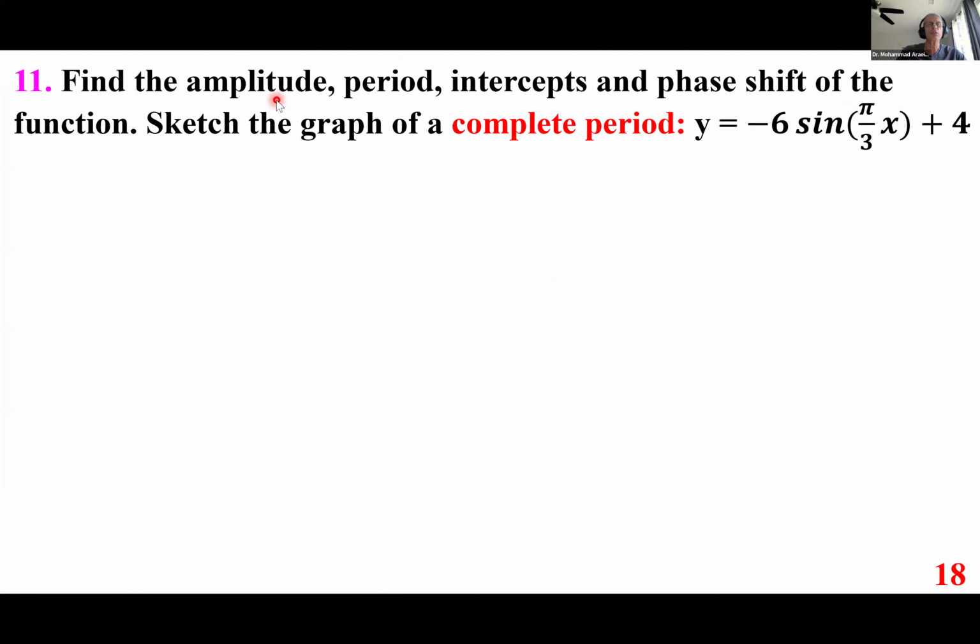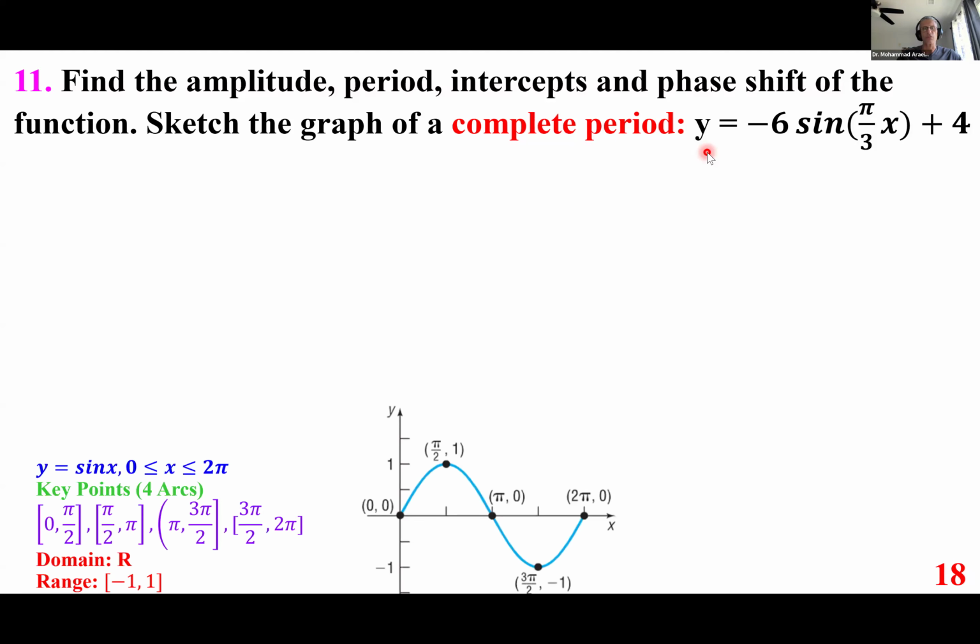So we want to find the amplitude, period, intercepts, and phase shift of the function. Sketch the graph of a complete period. The function given is y equals -6 sine (pi over 3)(x plus 4). So I'm going to give you the synopsis of what we need to know in order to graph trigonometric functions in general.